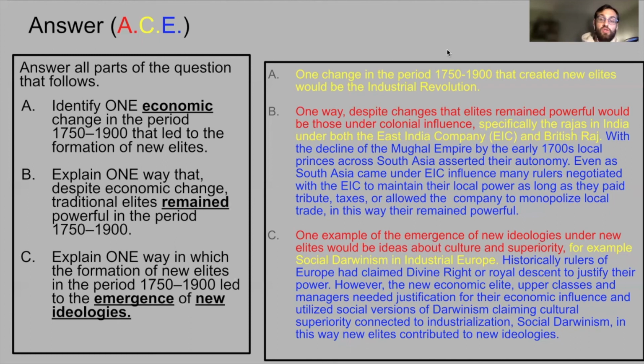However, with the Industrial Revolution, the rise of a manager class and a middle class, they needed some other reason to justify their wealth or economic authority, and so they turned to this idea of social Darwinism and how they were culturally superior because they had industrialized first before any other nation in the world, ignoring, of course, the many proto-industrial movements that had existed worldwide. And so again, this is how new elites contributed to the emergence of new ideologies such as social Darwinism.